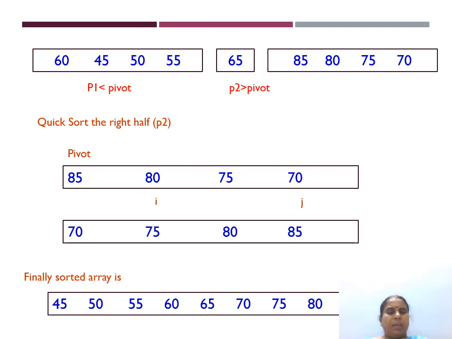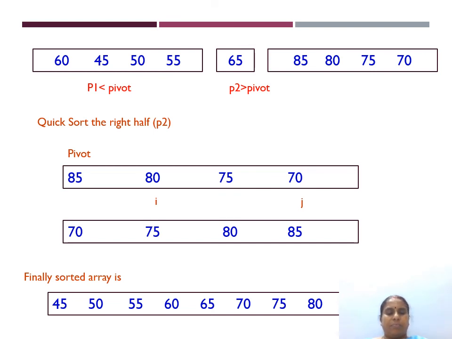Finally we will be getting the sorted order for the subarrays 70, 75, 80 and 85, and the final sorted array can be combined together. The combined sorted array is 45, 50, 55, 60, 65, 70, 75, 80. So in this way sorting takes place in the quicksort algorithm.